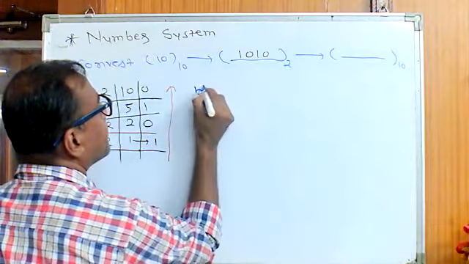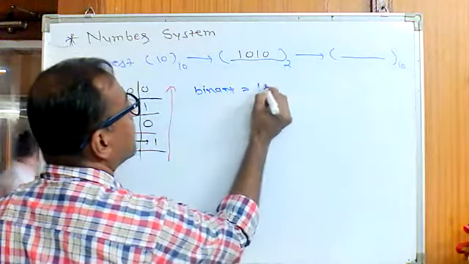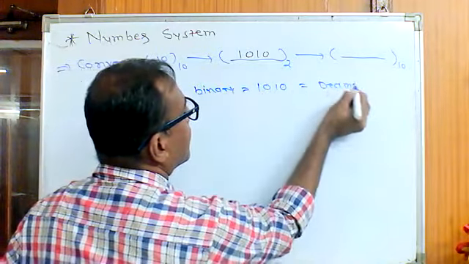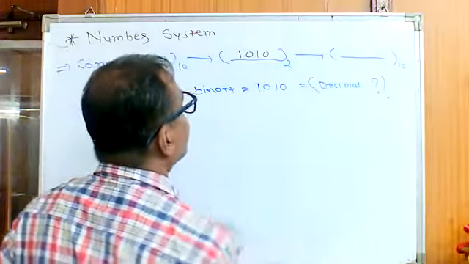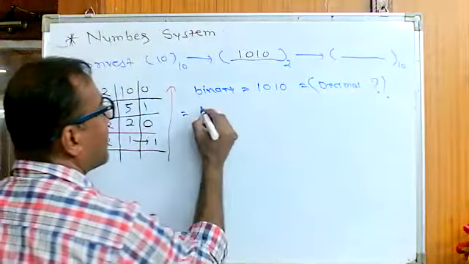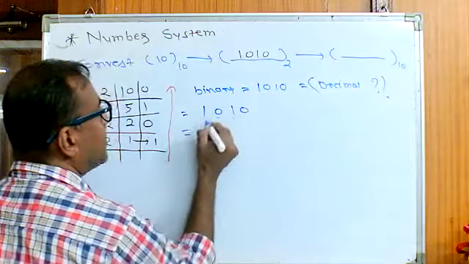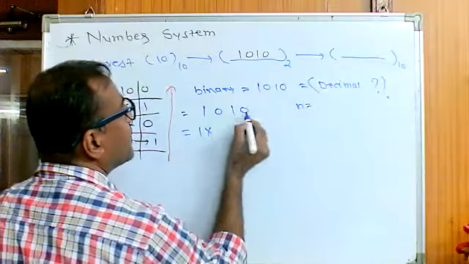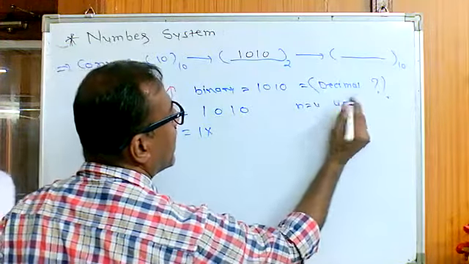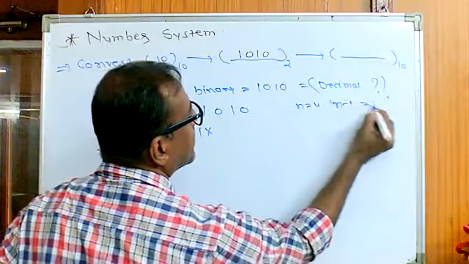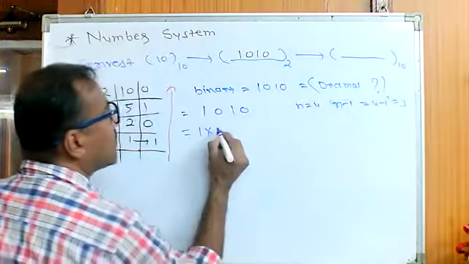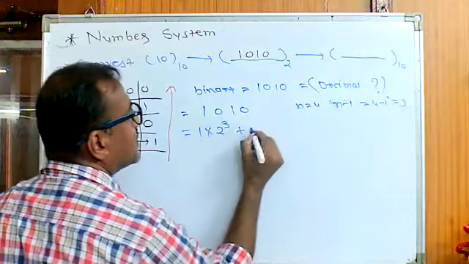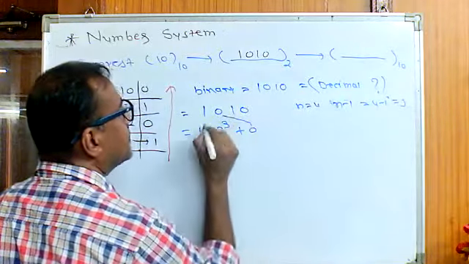The binary number is 1010, and we convert it to decimal. So 1 is the first one to multiply. The n number is 1, 2, 3, 4. So 4 minus 1 is 3. So 2 raised to 3. The next digit is 0.